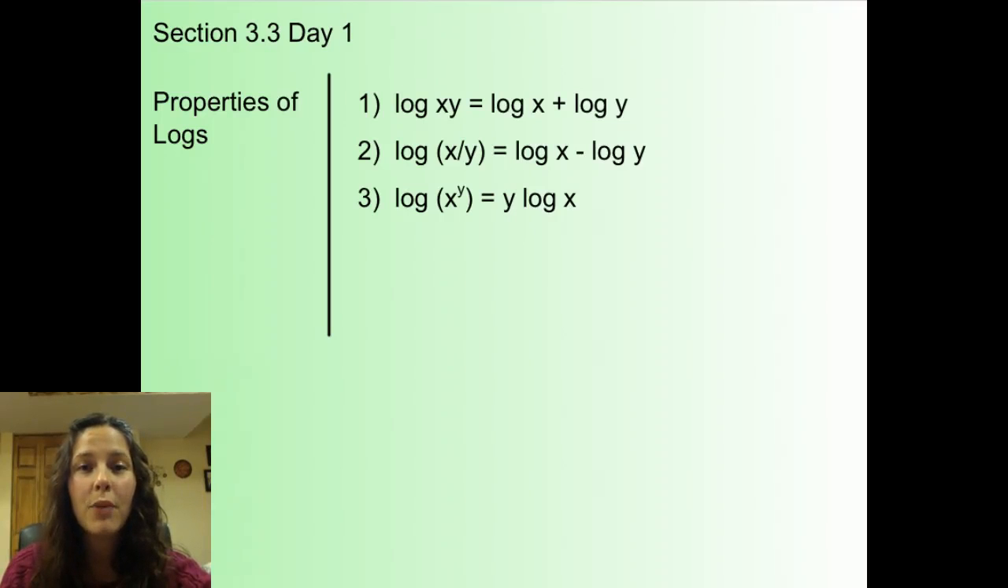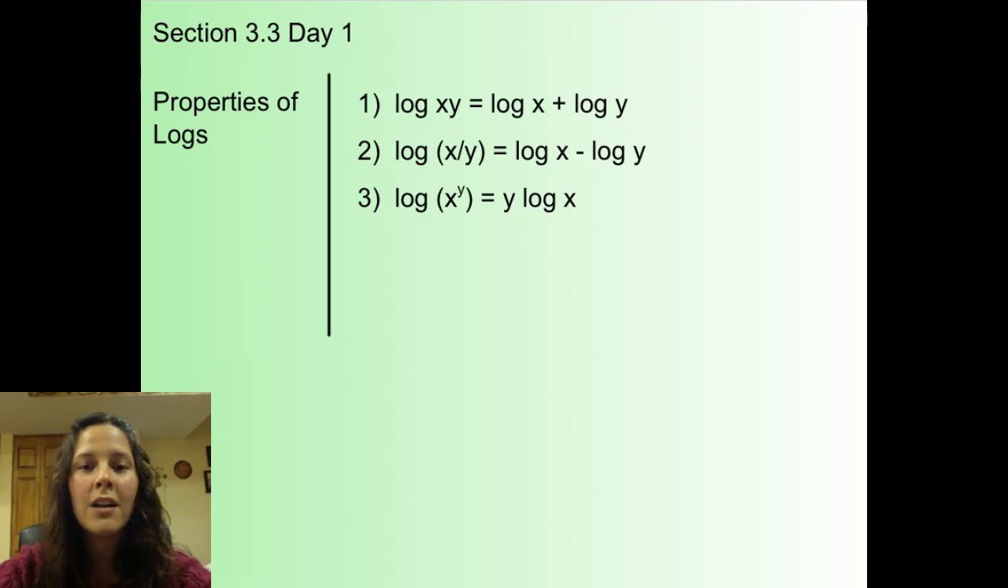Now we're going to take a look at properties of logs. All of these properties relate to properties of exponents because the log is an inverse of an exponent. They might seem a little opposite of the properties that you're used to working with for exponents. And again, it's because the log is the inverse. So let's take a look at the first one.